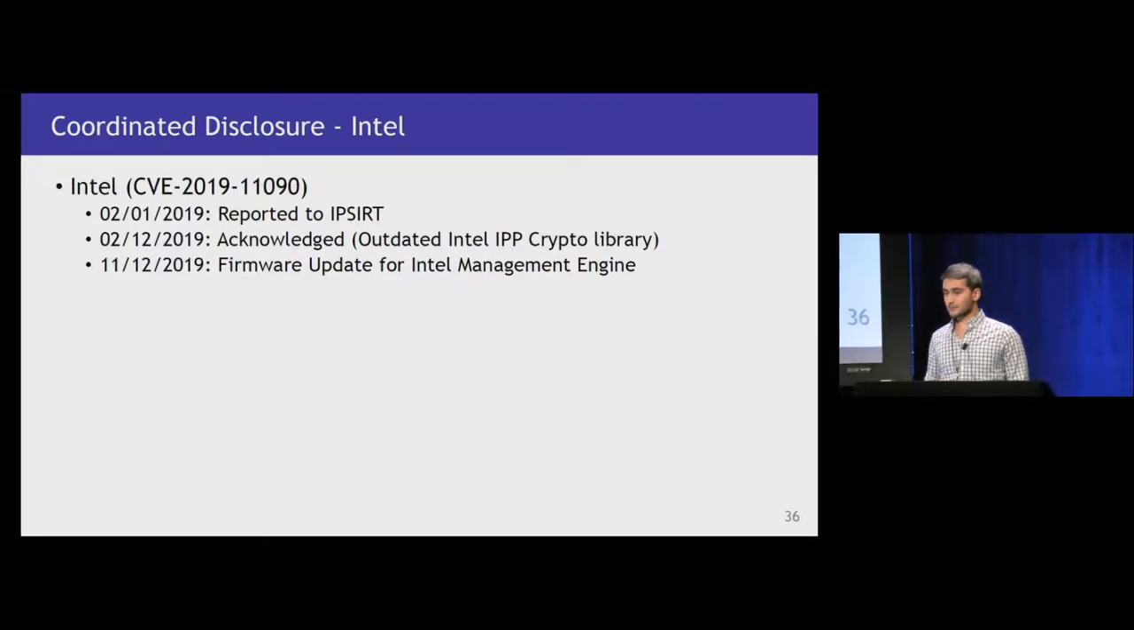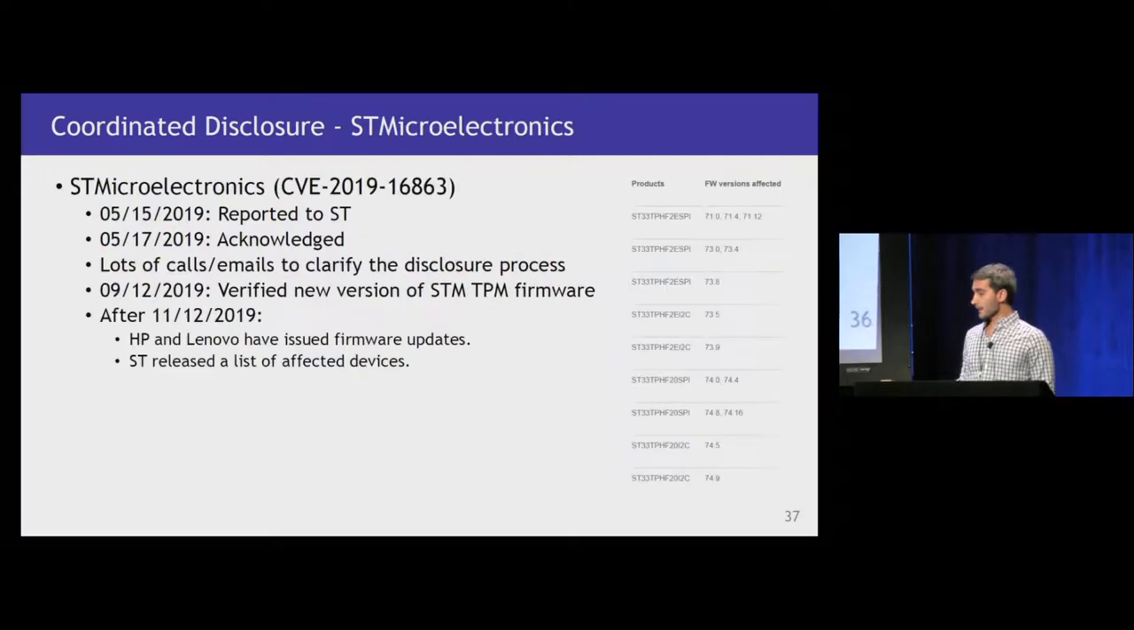So we went through responsible disclosure. We first reported our finding to Intel. Intel acknowledged receipt, and they told us the reason this was vulnerable is they were using an outdated version of their Intel IPP cryptography library. We actually reported a similar issue about this library to Intel maybe 1 or 2 years ago, but this shows that even vendors sometimes forget to update their own products that use their own cryptography libraries. A firmware update came out in November as we released this issue, and if anybody is using ECDSA on an Intel product, they really need to update their firmware to avoid this vulnerability.